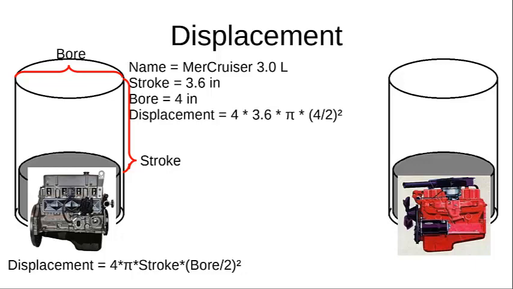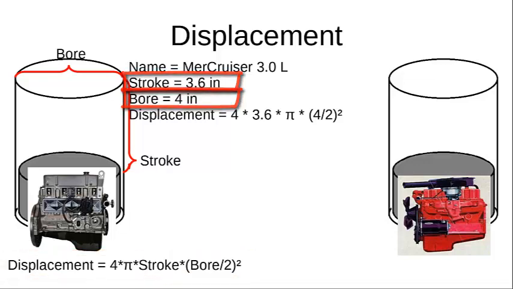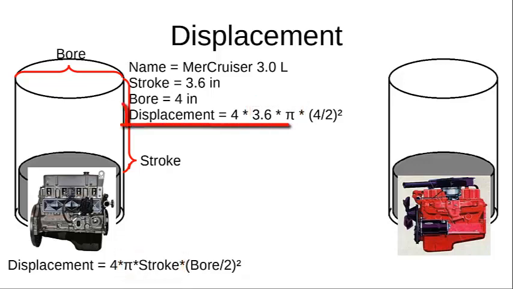So if you plug these numbers into the formula that we just derived, the one in the bottom left, 4 times pi times the stroke. By the way, I know that the pi and the stroke are reversed, but the rules of algebra let you do that, so it really doesn't matter. The answer is the same thing. So anyways, 4 times the stroke, which is 3.6, times pi, times the radius, which is the bore divided by 2, which is 4, that's the bore, squared, it gives you the displacement, right?